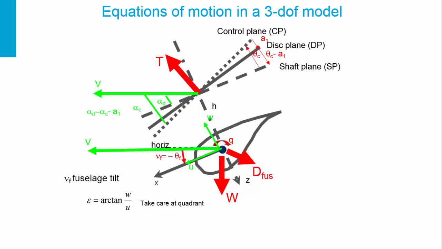So finally, with a lateral disc tilt a1, the final equilibrium position will be with respect to the disc plane. In this way, we also have the angle of attack of the disc in a disc plane, in a control plane, and of course in a shaft plane. The fuselage tilt is, of course, equal to the pitch of the fuselage, and usually is taken with a minus as it is under the horizon.